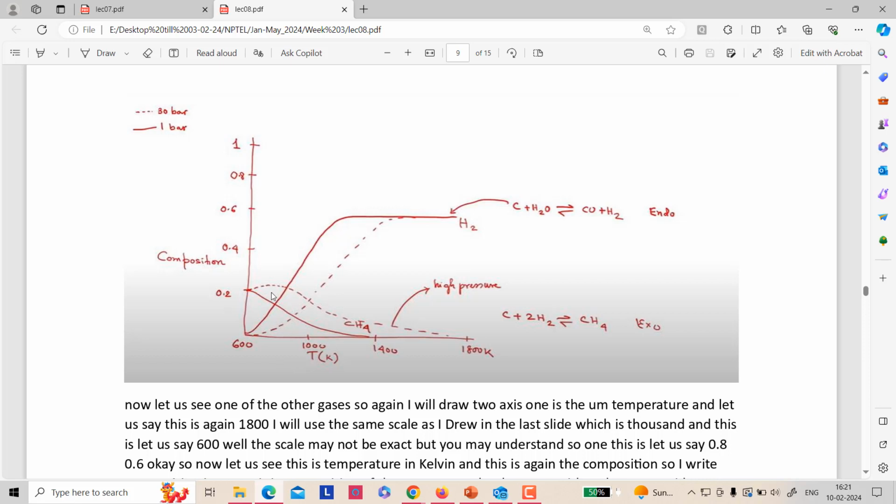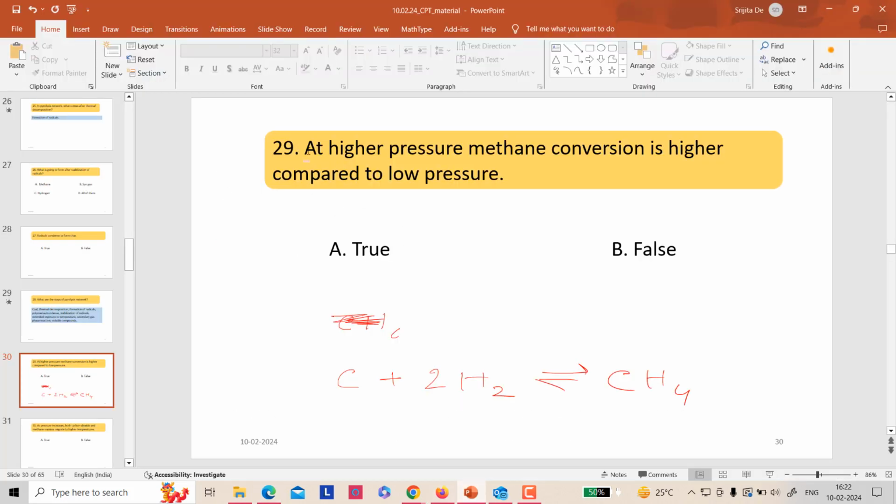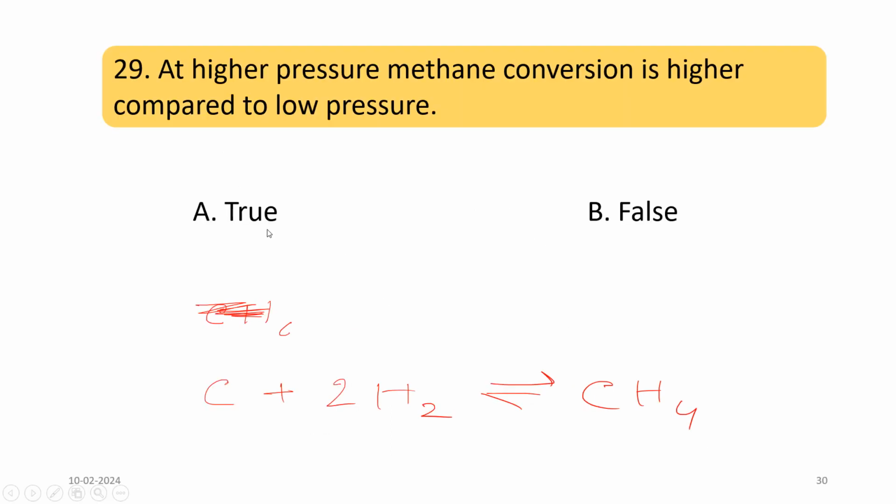So this happens at 1 bar pressure. In the 30 bar pressure, this maxima will shift a little bit. Okay, so the conversion is a little bit higher than in the case of 1 bar pressure. So due to this, we have said that at higher pressure methane conversion is higher compared to lower pressure.